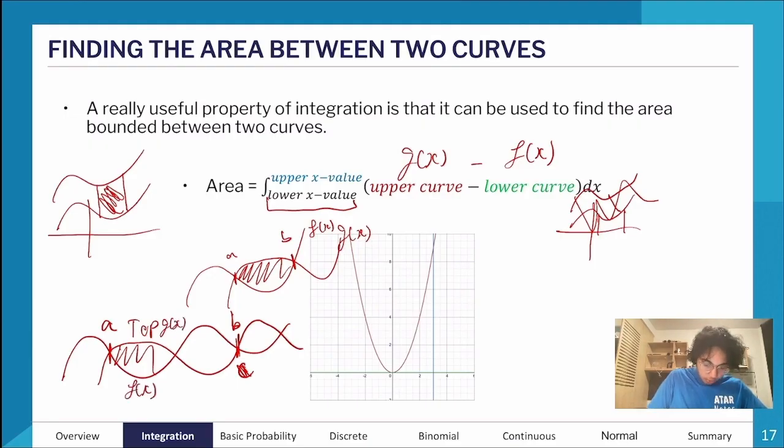Right. Now, when we go into this period, let's just call that middle point c, from c to b, that top and bottom switches, right? So now we have f of x at the top, and we have g of x at the bottom. And when we do this, we need to split this up into separate integrals. I need to take an integral from a to c, and then from c to b, as separate integrals, because we're changing the upper and lower. Hopefully that makes a bit of sense.